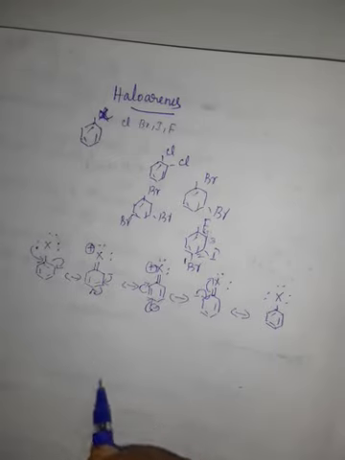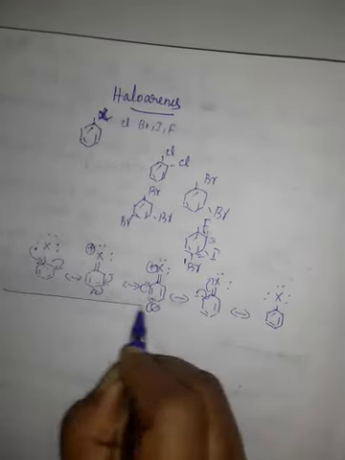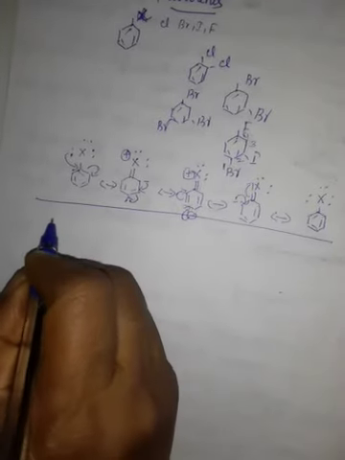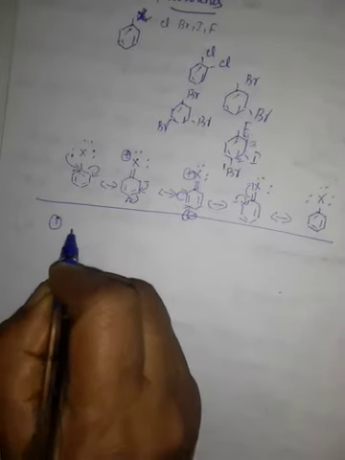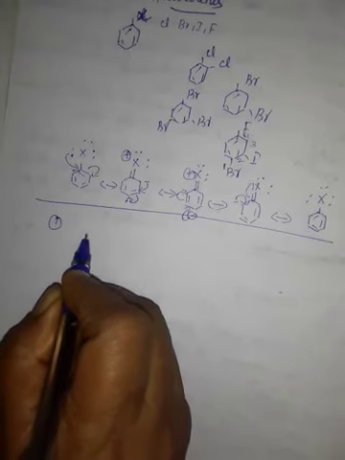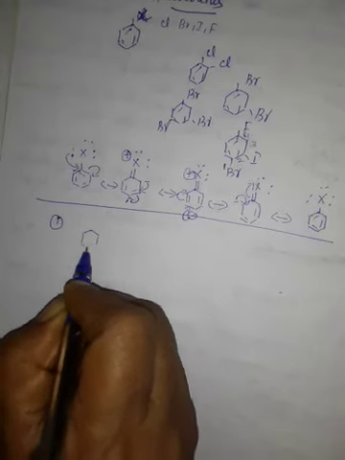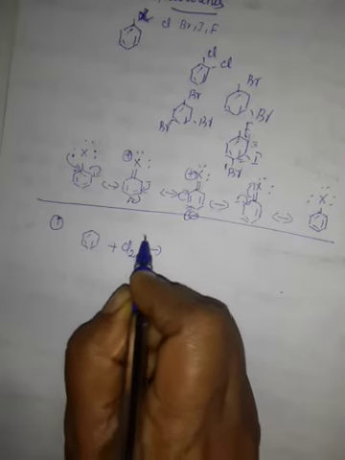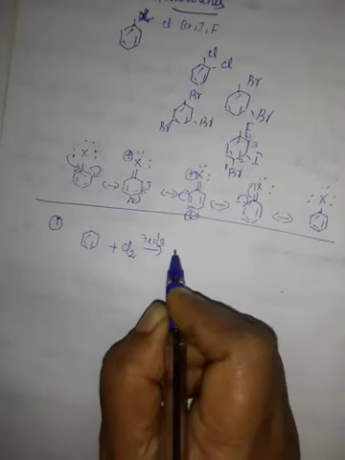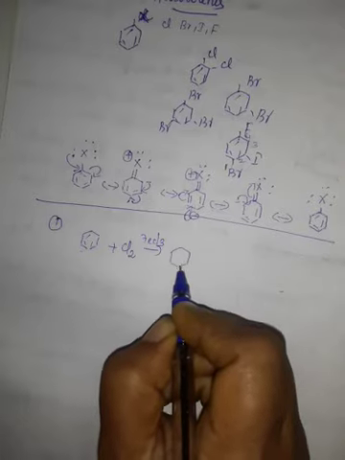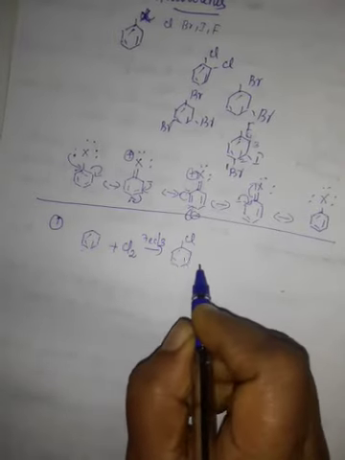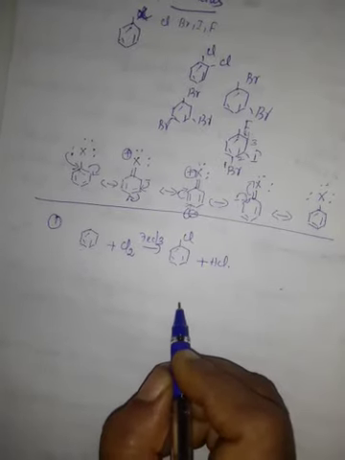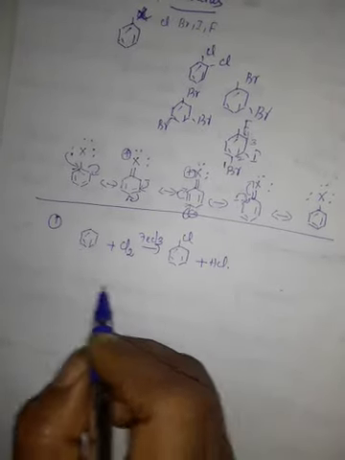Now we can see the methods of preparation. Number 1, direct halogenation, that is benzene treated with chlorine in the presence of ferric chloride. We are getting chlorobenzene plus HCl. This is the first preparation, chlorobenzene.